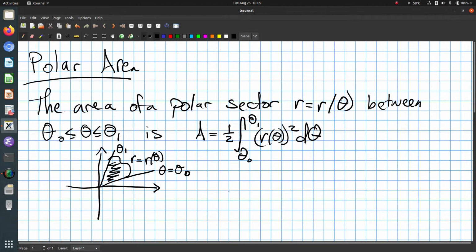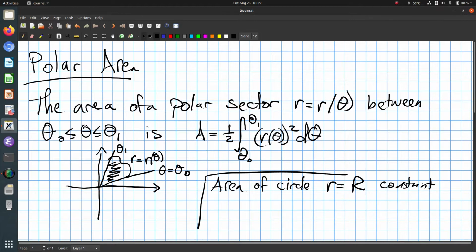You can tell you've got the right formula because it matches the area of a circle. Because a circle is just r equal to a constant capital R, and theta is between 0 and 2 pi. And when you go ahead and find the area, let's use that formula, 0 to 2 pi, capital R squared, the constant.